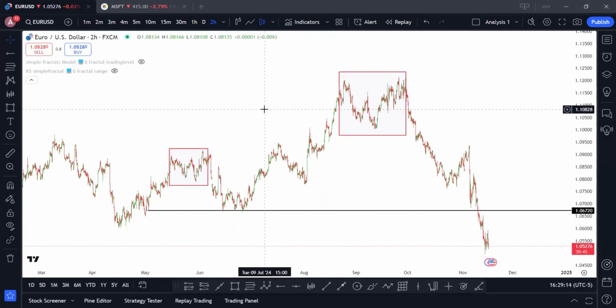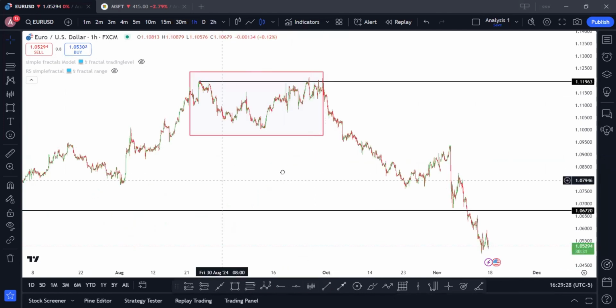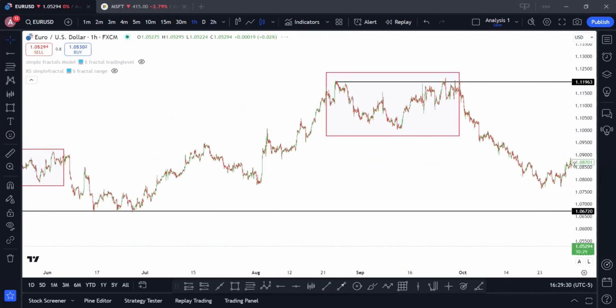So we will use multi-timeframe analysis as a technique. So now we are on the 2-hour time frame. We get an idea that maybe we'll have a short position after the breakout of this high to go to these lows. Okay, so now we'll move to the 1-hour chart. We try to look for another fractal.